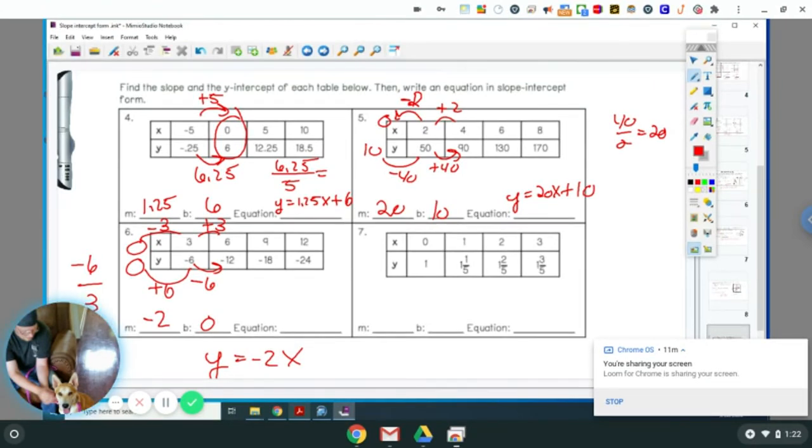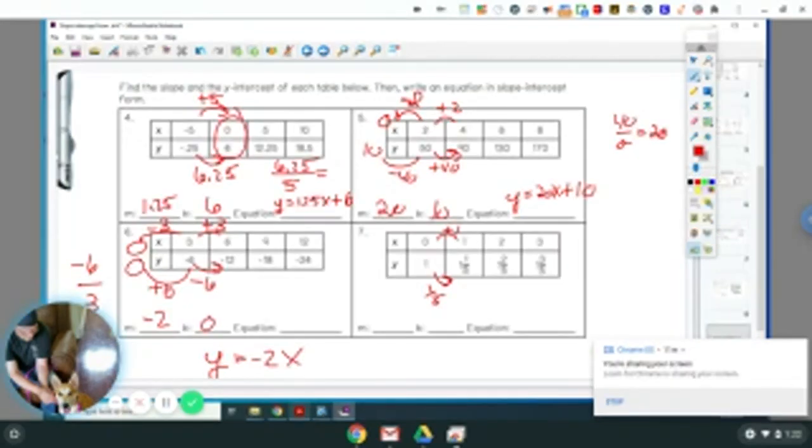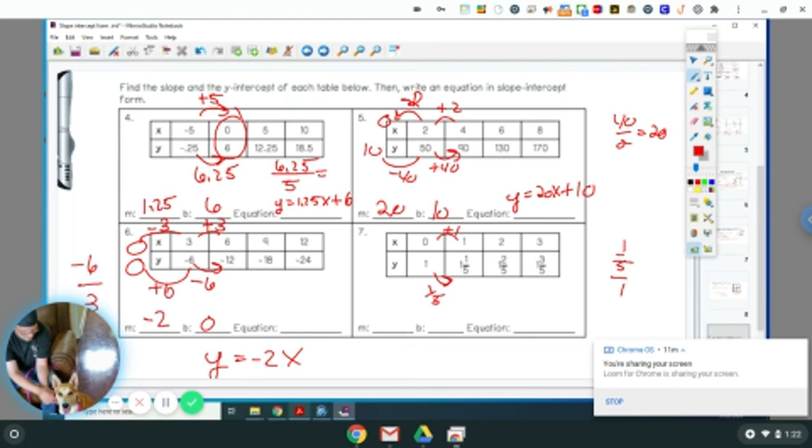All right, one more time. We're going to find the change of y. This is adding 1/5 for every 1 x. So it'd be 1/5 over 1, which is just 1/5, or you can write 0.20. It doesn't matter. And then my y-intercept is when x is 0, y is 1. So my equation would be y is equal to 1/5 x plus 1.